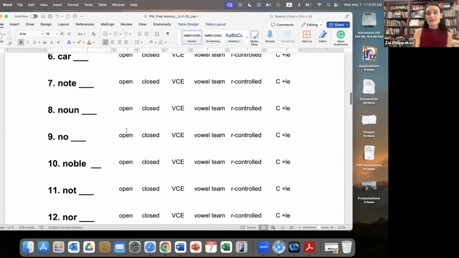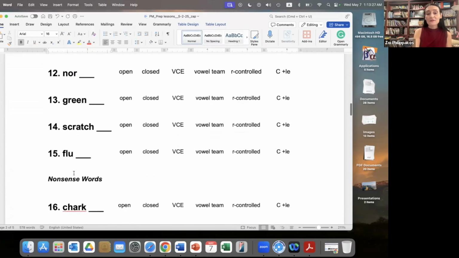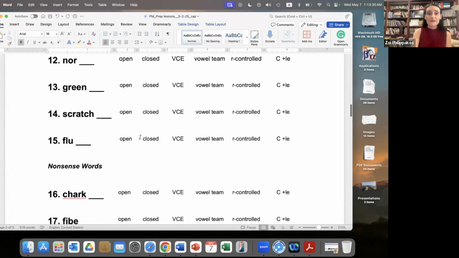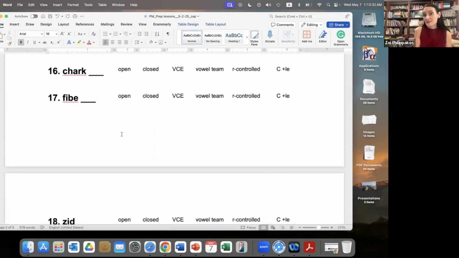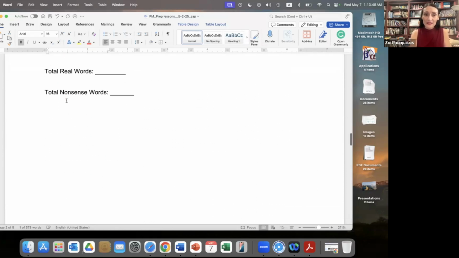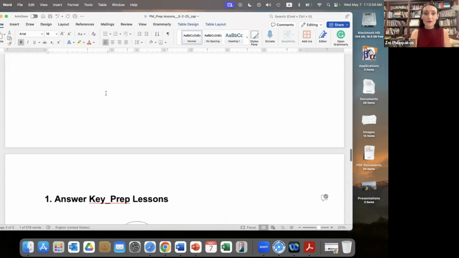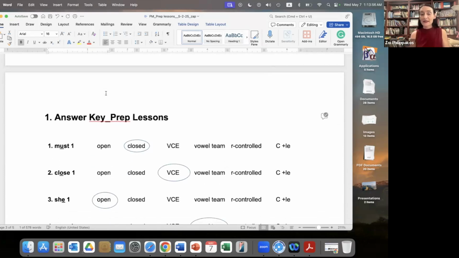After they complete this set of 15 words that are real words, they also have 5 nonsense words, pseudo words, because the goal is to see, do they understand the pattern? Do they understand the syllable in this case? So they have chark, 1 syllable, and that is an R-controlled, etc. Now, at the end of this, you will mark how many real, how many nonsense, how many altogether, in order to see if they score above 80%.